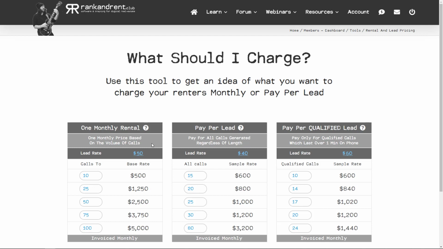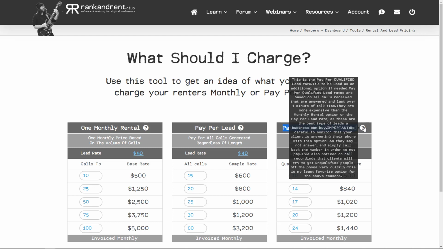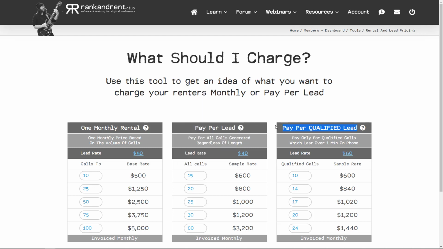If they don't like that sort of idea, you can then present a pay per lead option of: I'll charge you only for the calls you receive, or I'll charge you only for the calls that you receive that last over a minute. Now with pay per lead, especially pay per qualified lead, make sure to read these tooltips. Just hover over them because there is important information about things you do want to do and not want to do with a pay per lead system. But typically a pay per lead, I'm going to set this back to 20, is going to be a little bit more expensive than a monthly rental option, and that's one of the benefits of using a monthly rental option.